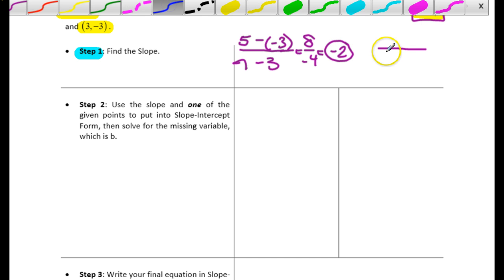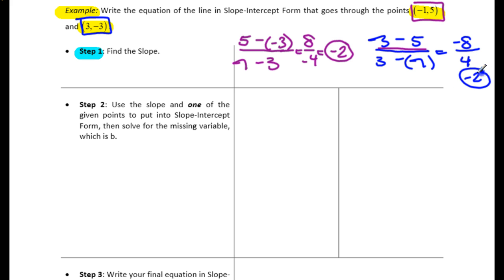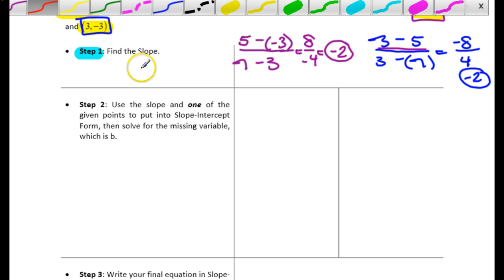Now I'll do the same thing, but I'll plug this one in first. It'll still work. I'm going to do the y minus the y, but now this y first: -3 minus 5. Then I'm going to start here: 3 minus this x, -1. This gives me -3 minus 5 is -8, and 3 minus -1 is 4. If I type that in, I'll still get -2. So either way, it doesn't matter. My slope is -2. Let me just put that here.